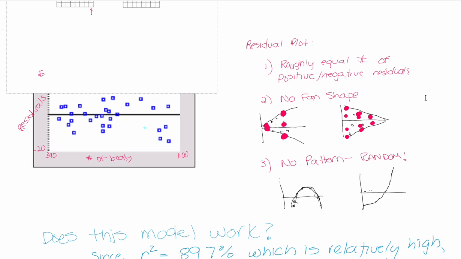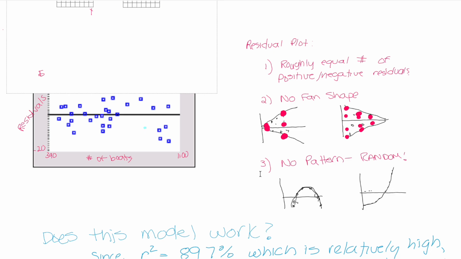The second check is no fan shape. And what is a fan shape? Imagine that the x-axis is the middle vertical line of your fan, and if your data shows a kind of triangle both above and below the x-axis, then it's a fan shape. A fan shape can look like this. It can also look like that. If there's a fan shape, then the linear model does not apply here. You have to linearize the data or change it to another form.